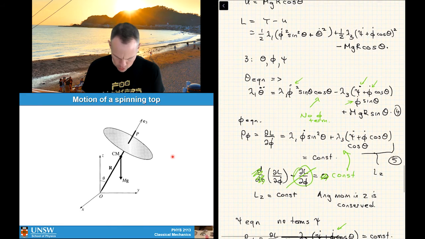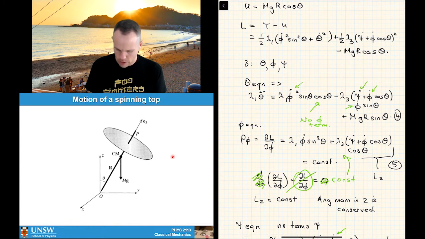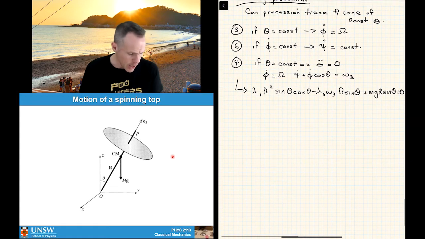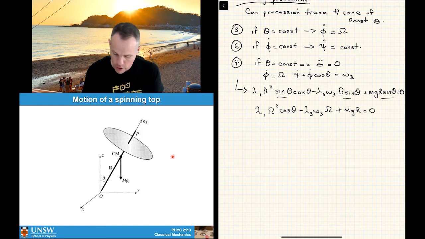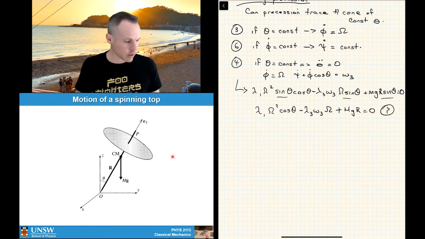So let's just scroll back up. What I've done in here is basically worked this thing out and used the fact that this term here is going to be 0 off logical argument, okay? And of course, we can extract the common term of sine theta, so what we get is lambda 1 omega squared cos theta minus lambda 3 omega 3 omega plus mgr equals 0, and we can call this equation 7 real quick, okay?